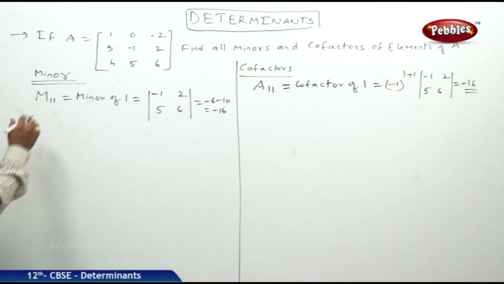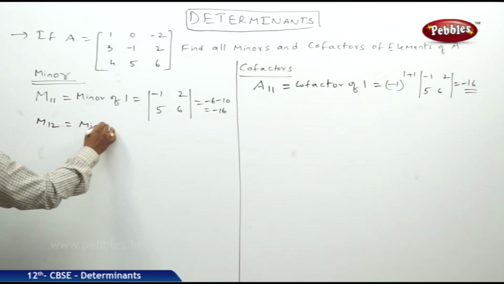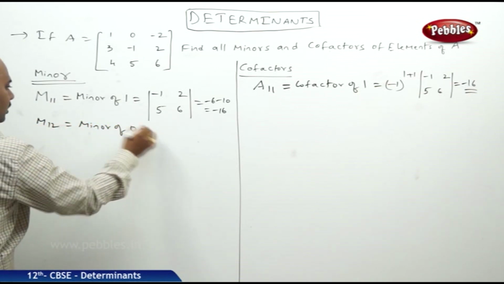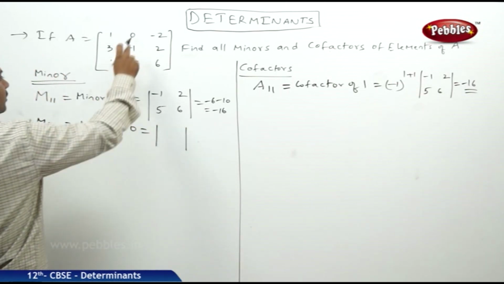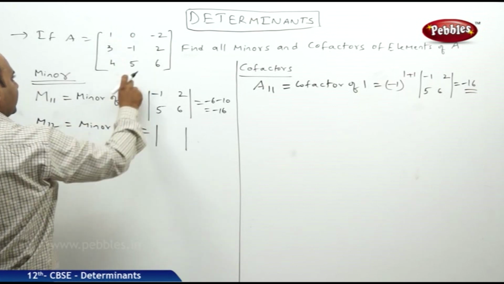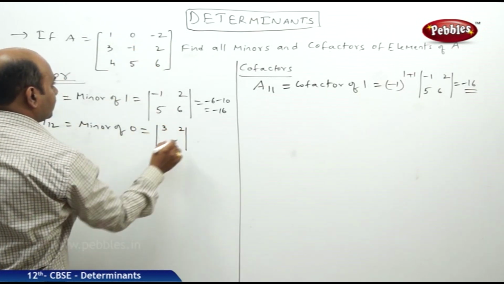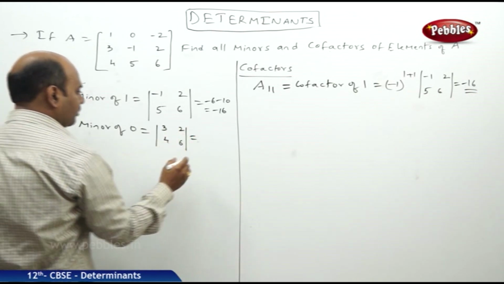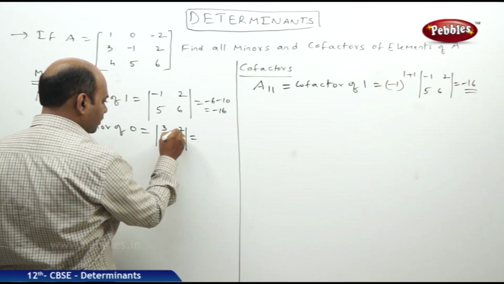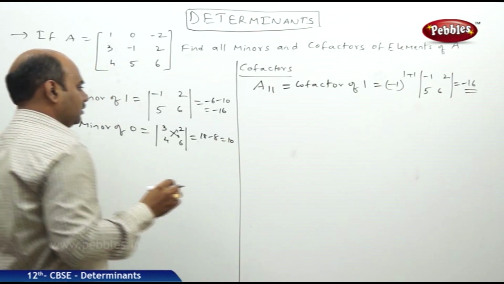Parallelly I am doing. Similarly M12. M12 means what happens? Minor of 0. Minor of 0 means what happens? Again determinant obtained by deleting the corresponding column and corresponding row. That means what happens? 3, 2, 4, 6. 3, 2, 4, 6 means 18 minus 8, because 3 into 6 minus 4 into 2. So 18 minus 8 will be 10.